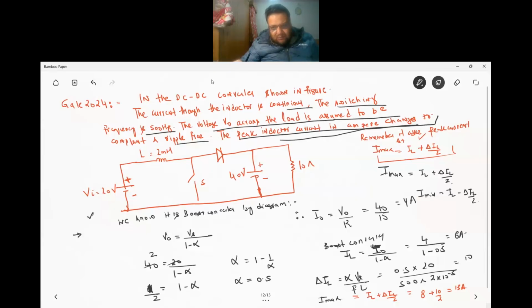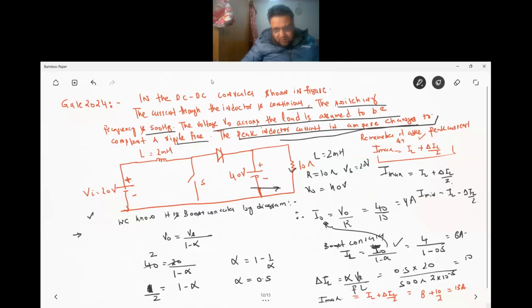Delta IL and IL. So in order to calculate the IL value from the boost converter, you know that IL would be equal to I naught by 1 minus alpha. But in order to go there, you need the I naught value. So first you have to calculate the V naught value. Then R is given in the question, R is equal to 10 ohms. V naught is given as 40 volts, L is given as 2 millihenry, and the input voltage, that is your Vs, is given as 20 volts.